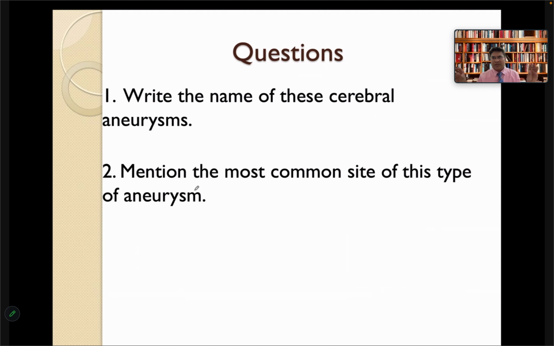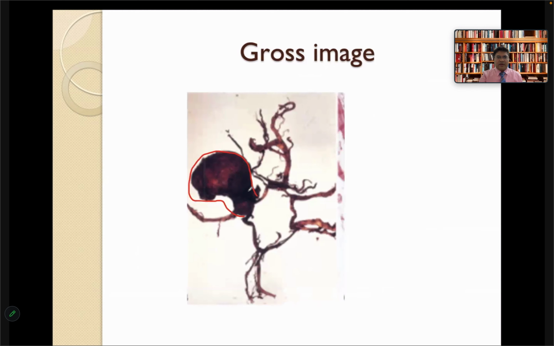Write full complete sentence what I just mentioned. Junction of anterior cerebral artery and anterior communicating artery. Don't write any abbreviation. Write full complete answer and full complete name of the vessels. Okay. So these are the possible questions on this case.